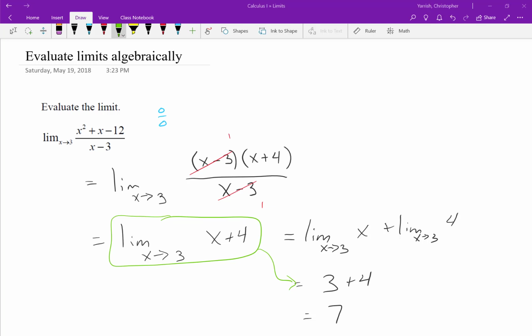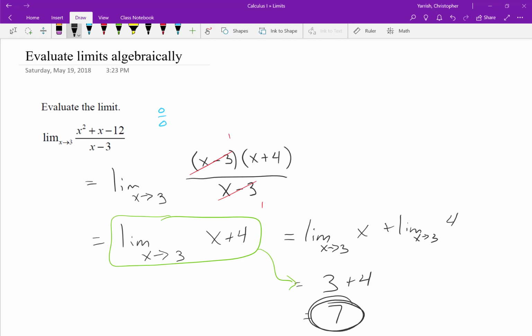So the limit as x approaches 3 of x squared plus x minus 12 all over x minus 3 is equal to 7. Notice we could check this by taking some values of x close to 3, plugging them in to our expression. We should get things close to 7. We could also graph this thing. And you could see that when you graph this thing, the points on our graph that have x values close to 3 should have y values close to 7.